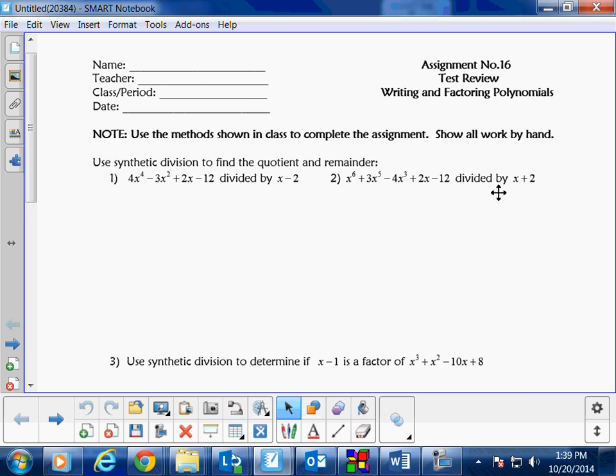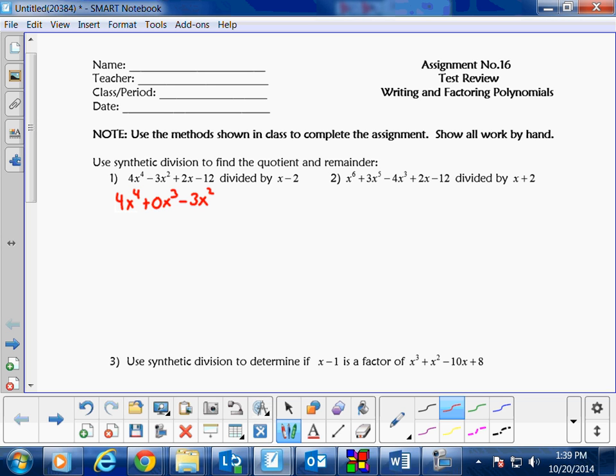In regards to the first one, the directions state use synthetic division to find the quotient and the remainder, which means that the first step when you're doing synthetic division is to rewrite this one with the powers. So this one should be 4x to the fourth minus 0x cubed plus 0x squared minus 3x squared plus 2x minus 12. And then after that we find our c value.